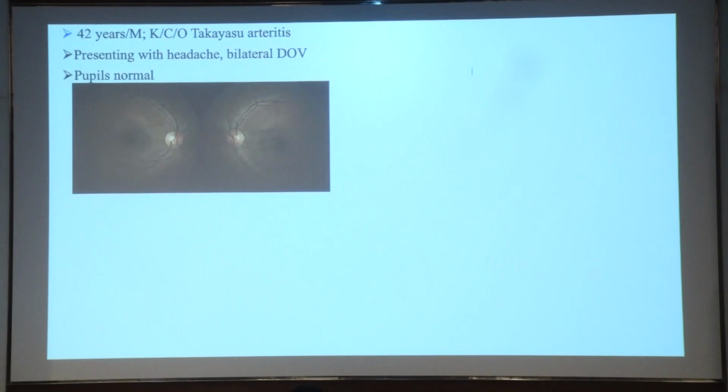Then we have a case, a 42-year-old male, a known case of Takayasu arteritis. He presented with headache and bilateral sudden decrease in vision. The pupils and fundus were normal in this case.